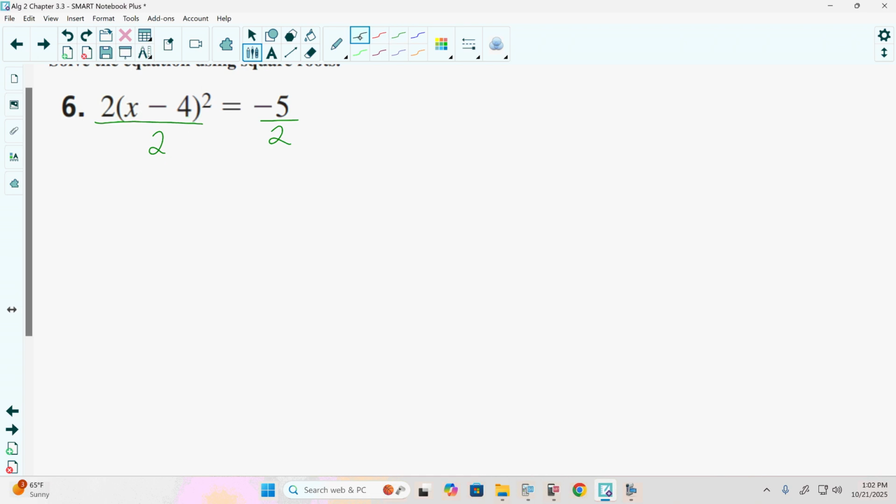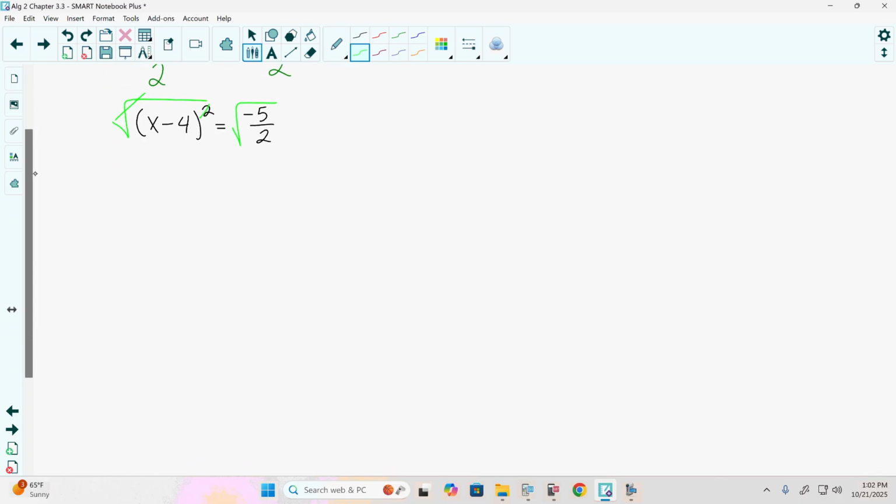When we divide this by 2, it gets us (x minus 4) squared. The -5 divided by 2 is going to be -5/2. Now, since our term being squared is by itself, we can take the square root of both sides because the square root and square will cancel, giving us x minus 4 is equal to the square root of -5/2. Now, we do need to simplify the square root of -5/2.